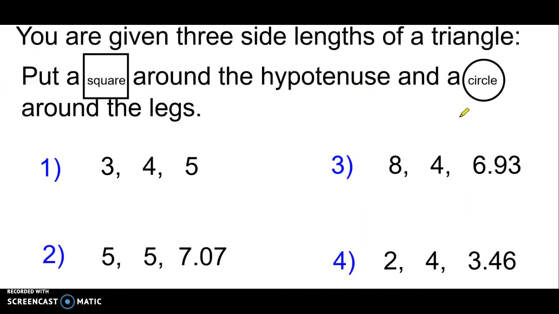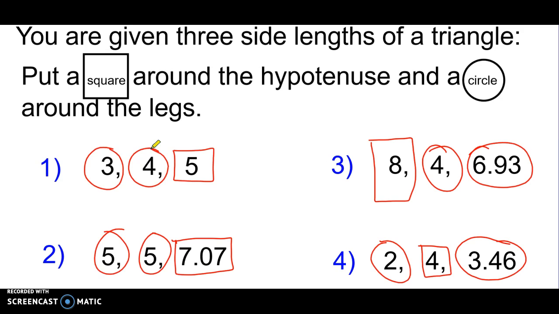I want you to put a square around the hypotenuse. So now we don't have a picture anymore. You should be able to do it with a picture, and you should be able to do it without a picture given the side lengths. So put a square around the number that you think is the hypotenuse and put a circle around the 2 legs. I'll do the first one. 5 would be the hypotenuse and 3 and 4 would be the legs.